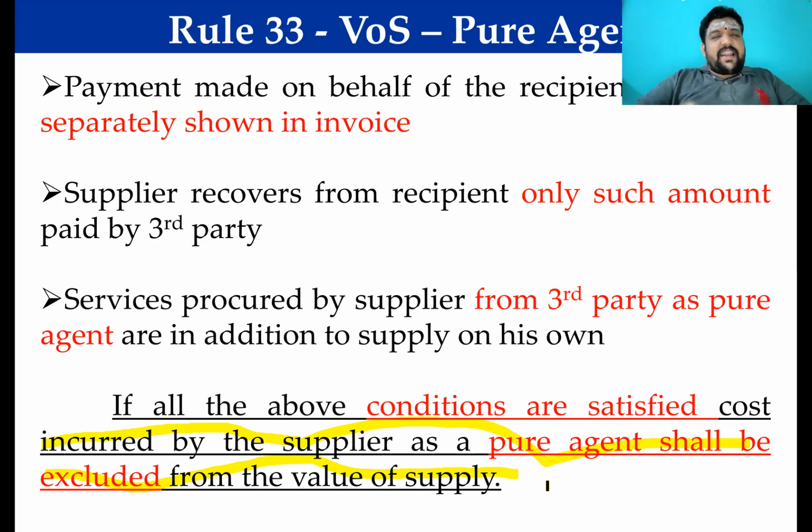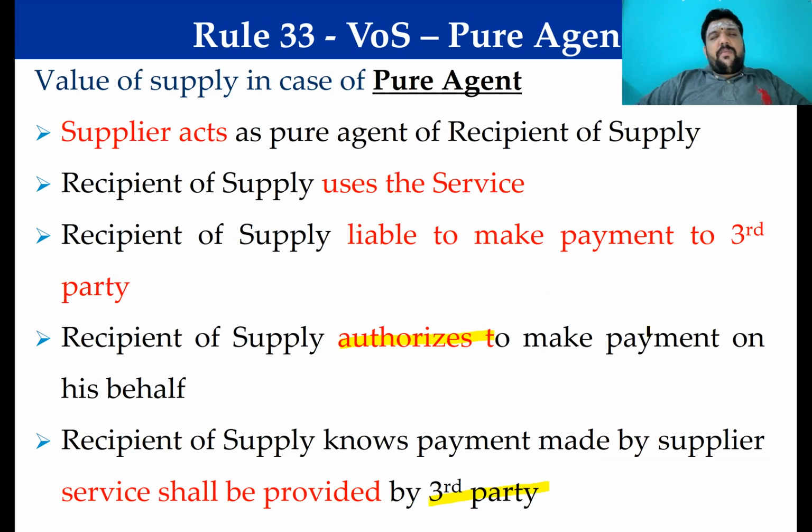The payment which is being collected as reimbursement is shown separately in the invoice, and he recovers exactly only the reimbursement-related amount. All those services which are procured and supplied by the pure agent are in addition to his own supply. He supplies them additionally. I quickly concluded all those conditions that are listed here. Roughly there are about 8 conditions. When we break them into tiny and minor conditions, it will go up to 13 conditions, but broadly the major ones are 8. The supplier should act as a pure agent, for which there has to be an agreement.